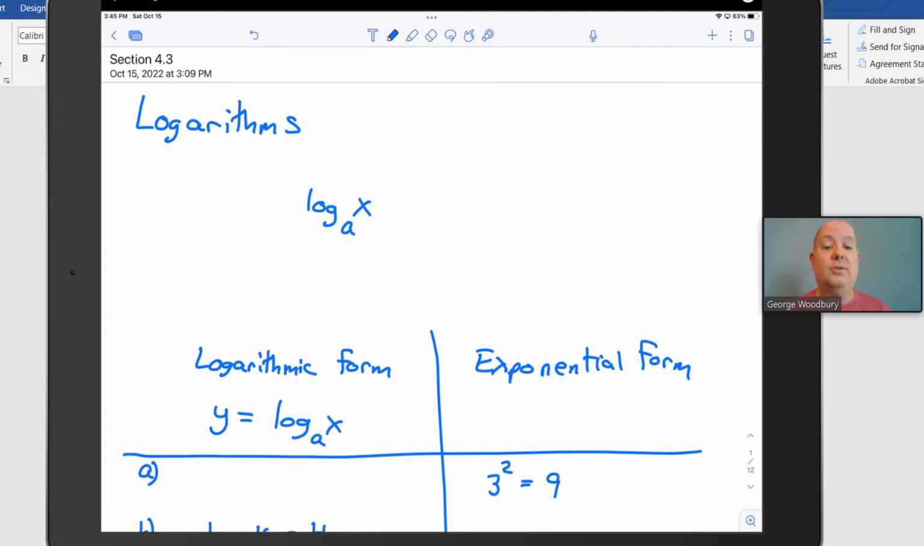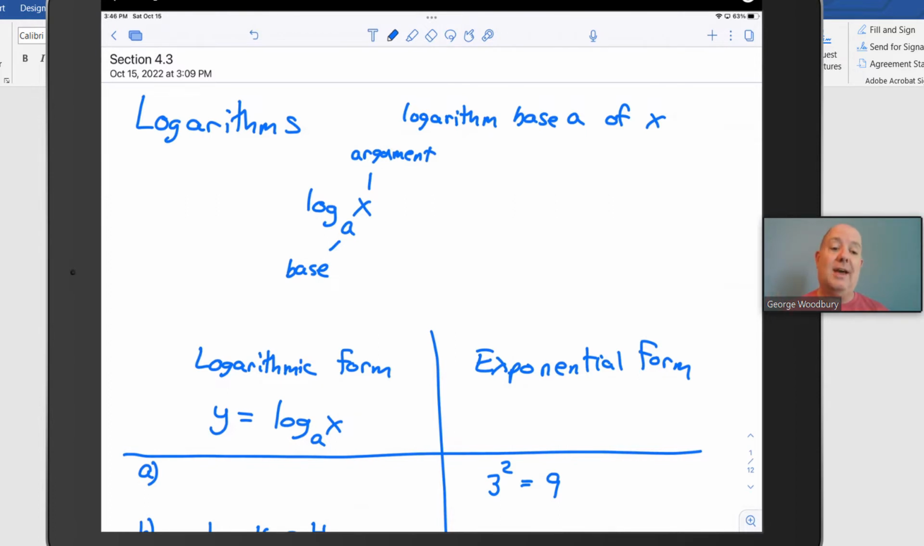I've got one written on the screen. This is read as logarithm base a of x. The base is written a little below the line. What we're taking the logarithm of, that's called the argument. And the number a is referred to as the base. Okay, so what does it mean?